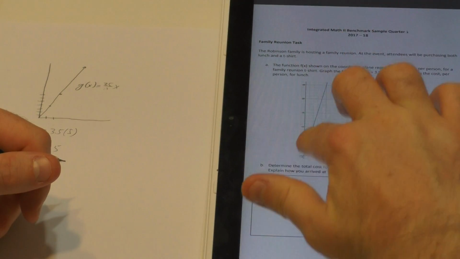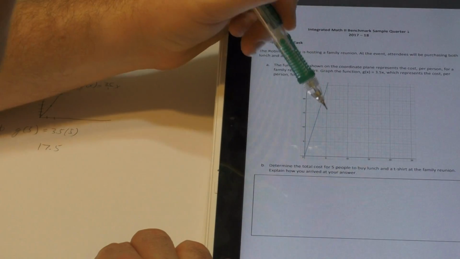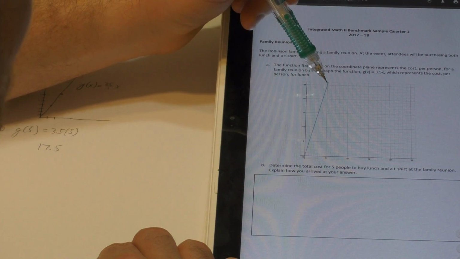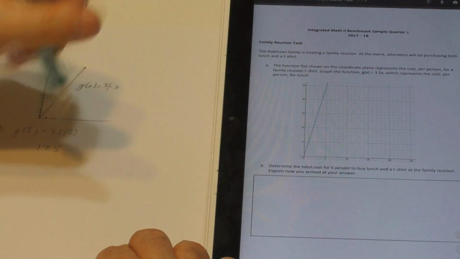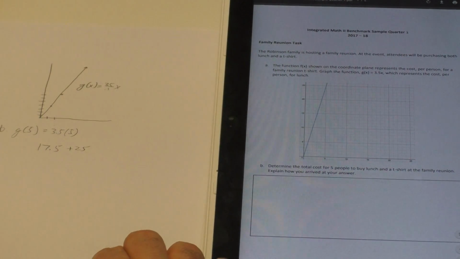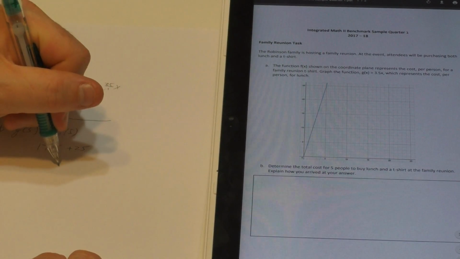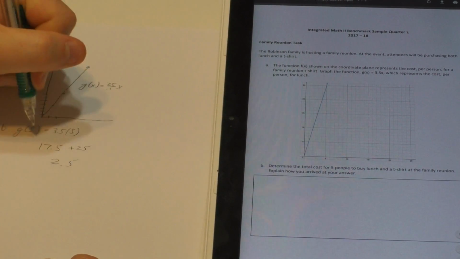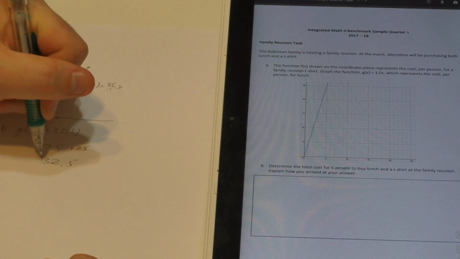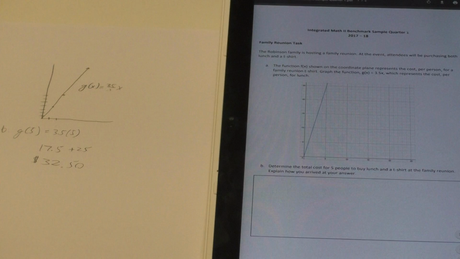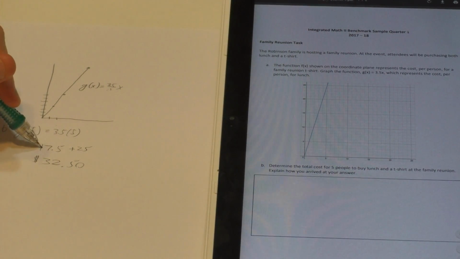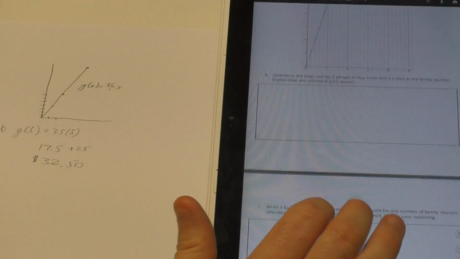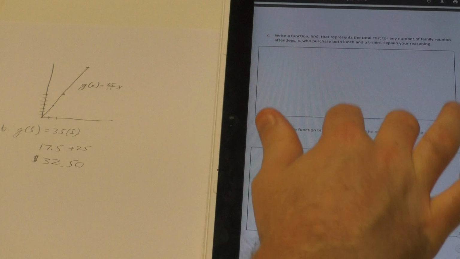Now this line represents a t-shirt, so let's look right here. 5 people, so x is 5, and that's going to be $25. I can just look at the graph and see that's $25. So I'm going to add 25 to this 17.5. It's going to be $42.50. So a lot of you got this 17.5, but y'all forgot to look for this 25 and realize that it's 2 separate functions. That idea of it being 2 separate functions helps us out with number 3.